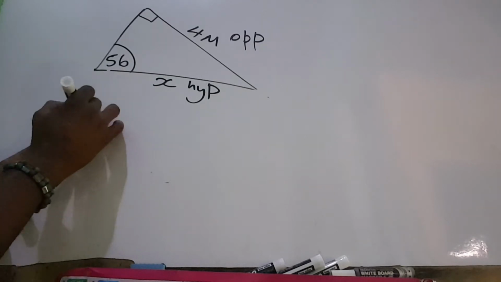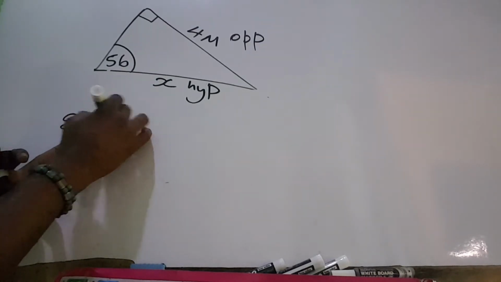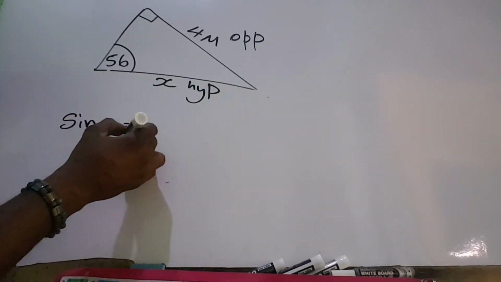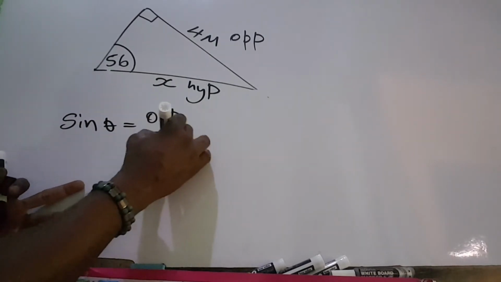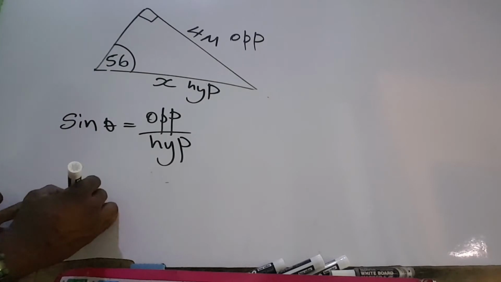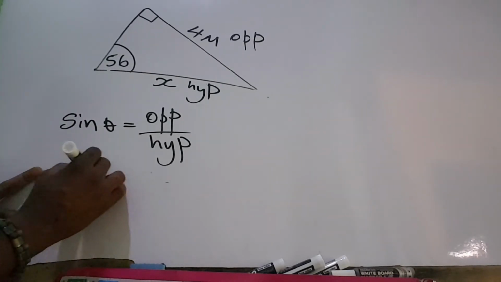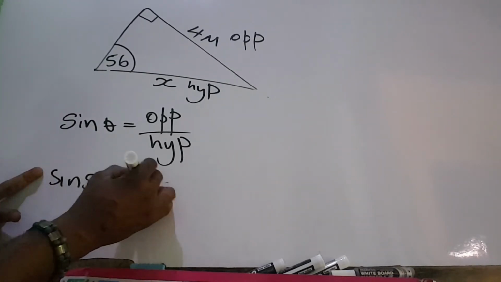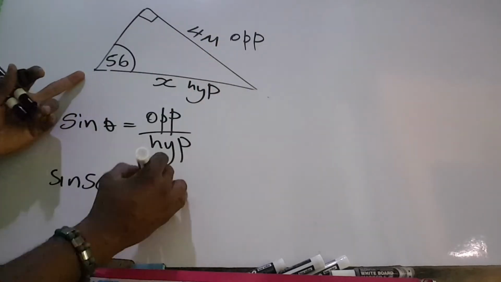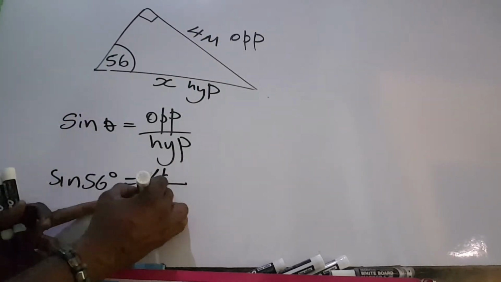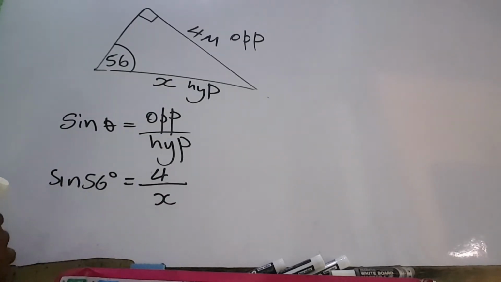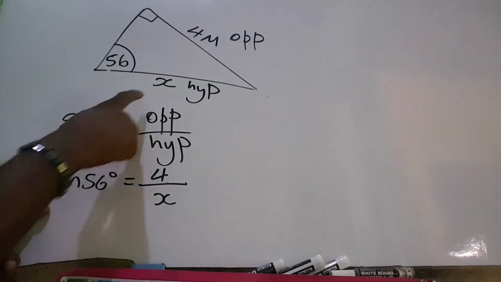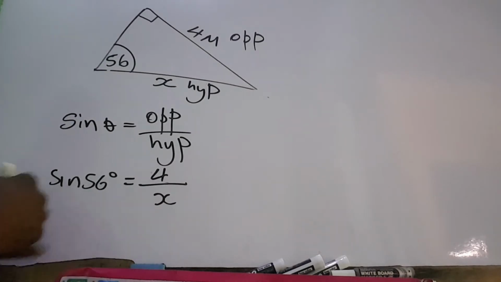It is the sine. The sine of any angle in the right angle triangle is equal to the opposite side divided by the hypotenuse side. The sine of 56 degrees is equal to the opposite side, which is 4, divided by the hypotenuse side, which is x. It is our intention to find the value of the hypotenuse side.